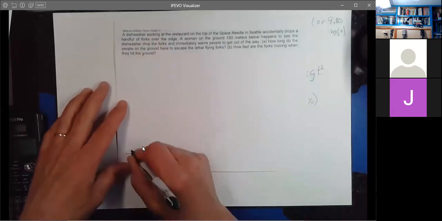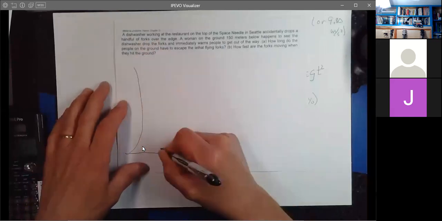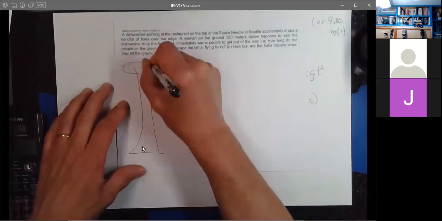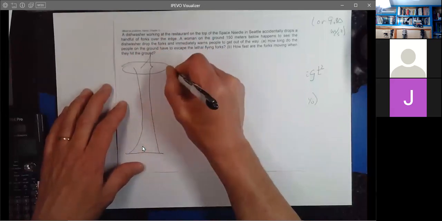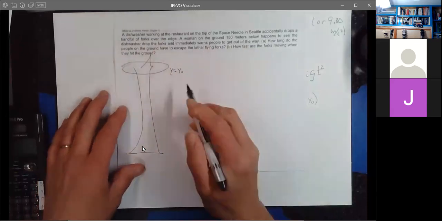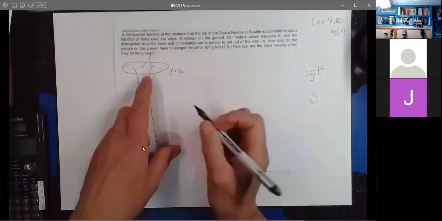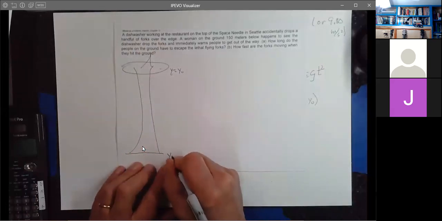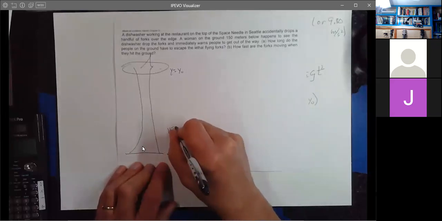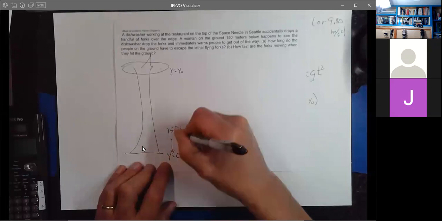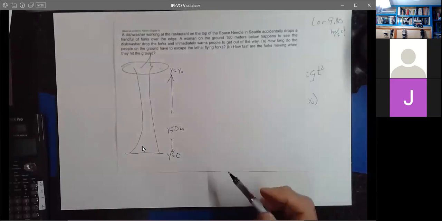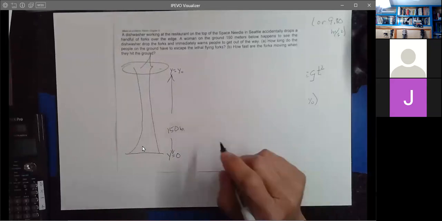Start off with a sketch here. This is a rough approximation of the Space Needle here. It's got this big disc up here and a point. And so this would be y equals y naught up here. This is where the forks get dropped from. And I'm going to let y equal 0 down on the ground here. And so it's going to be 150 meters from down here to up there. Okay, let's see.